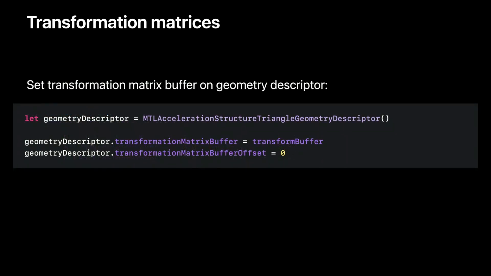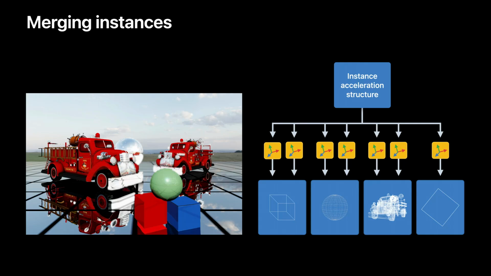Next, set up the acceleration structure. First, create a triangle geometry descriptor. Then, specify the transformation matrix buffer. And finally, the buffer offset. That's all you need to do to set up the transformation matrix. These matrices can also be used to combine simple acceleration structures to improve ray tracing performance. Let's see an example scene.